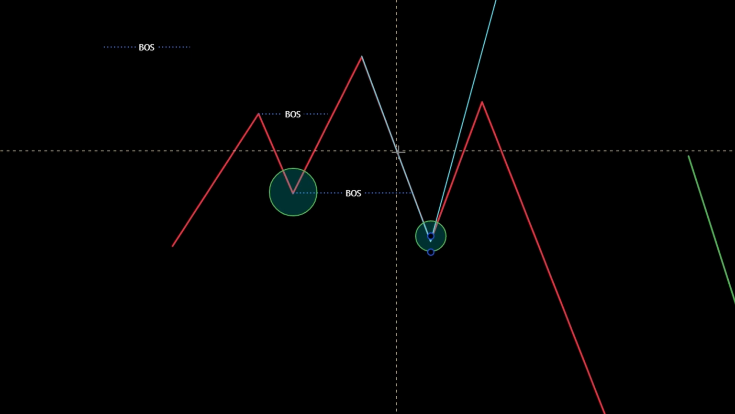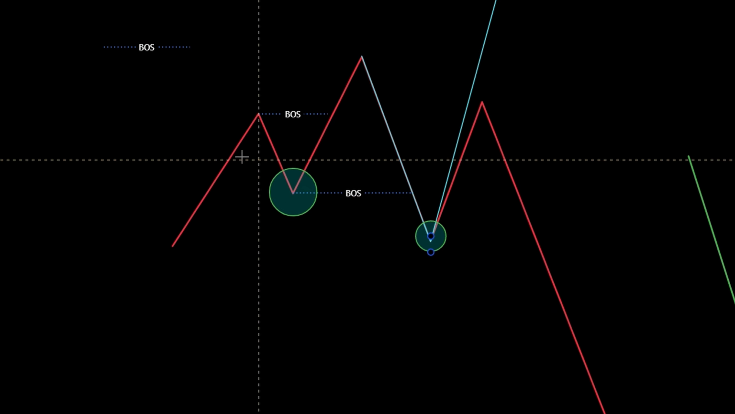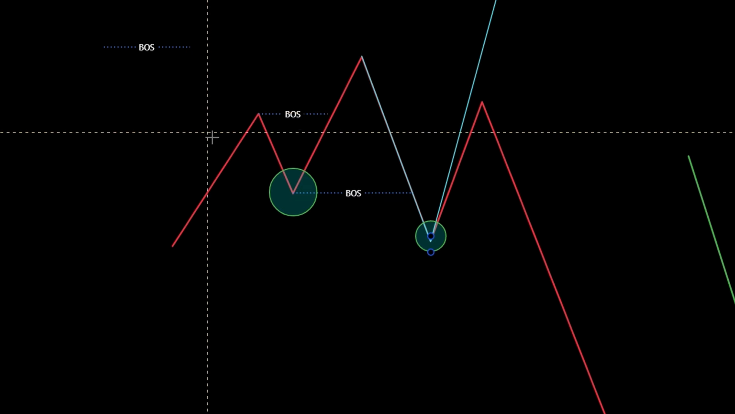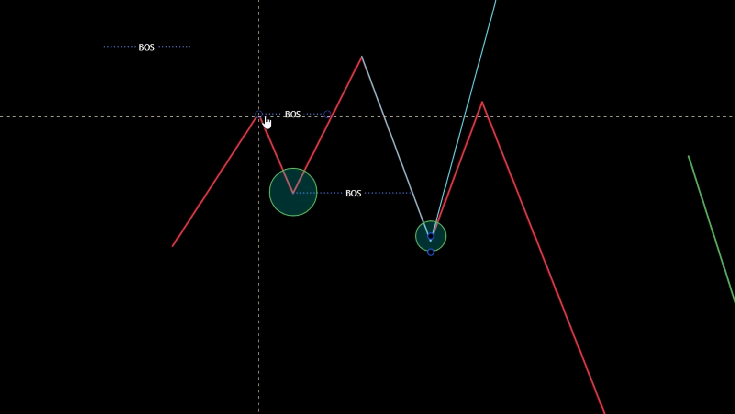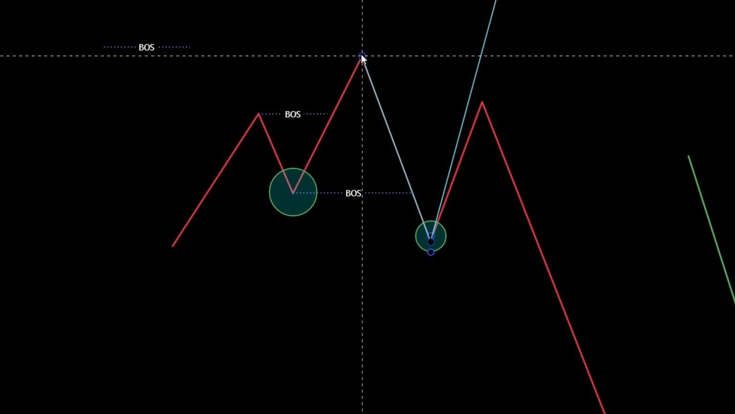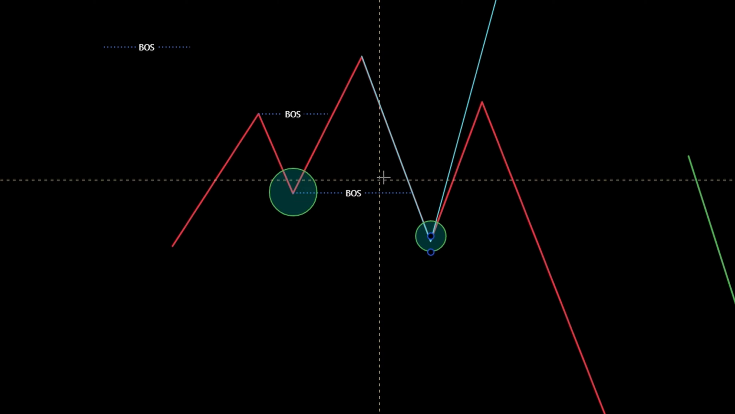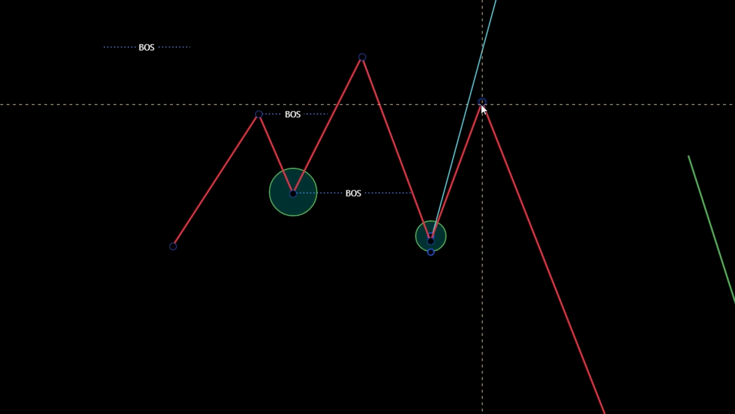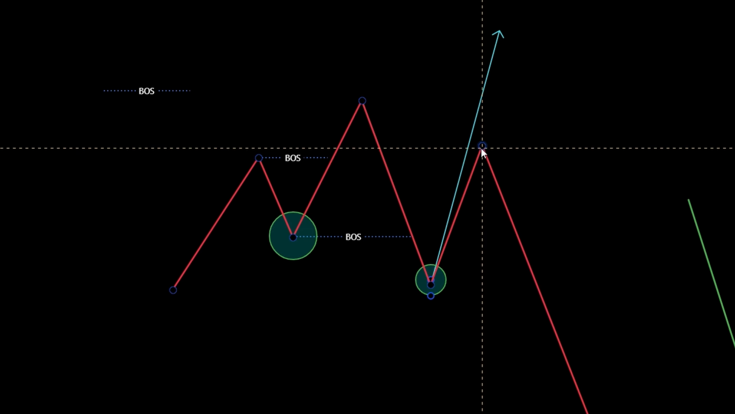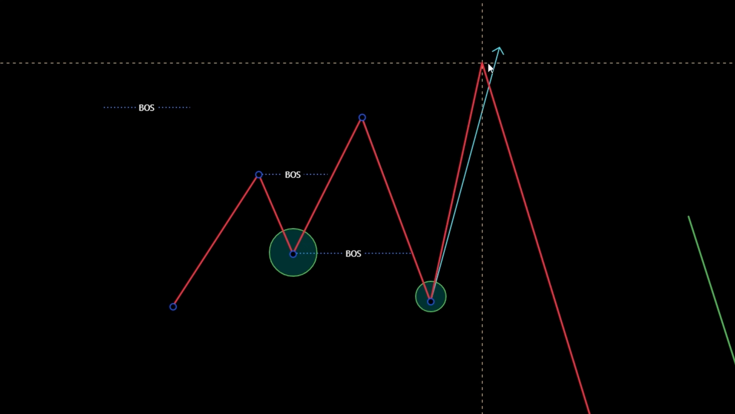Because when we get a break of structure, what do we expect? We expect a pullback. Just like we had here. We had a previous break of structure down here, and then we got a pullback, and then we got a break of structure, we expect a pullback, and so on. So after a break of structure, we get a pullback. Now, here, we do get the pullback, but what we'd expect if we wanted the price to continue upwards was we want this to happen.